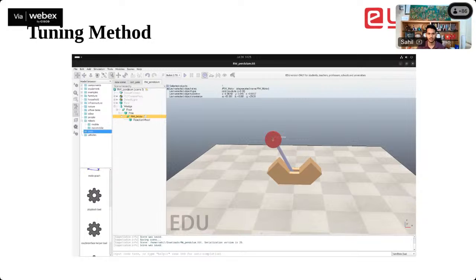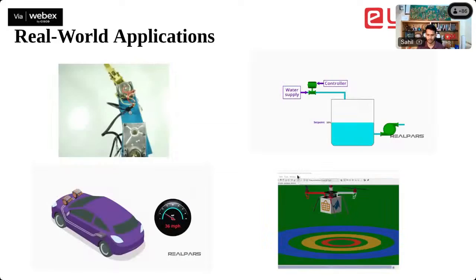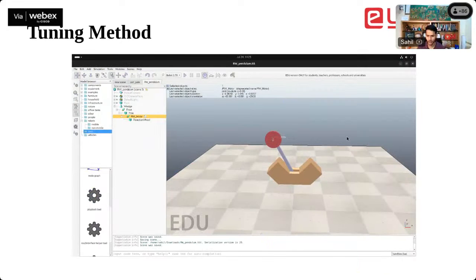We'll just have a look at a video where we can see how you can tune a reaction wheel.